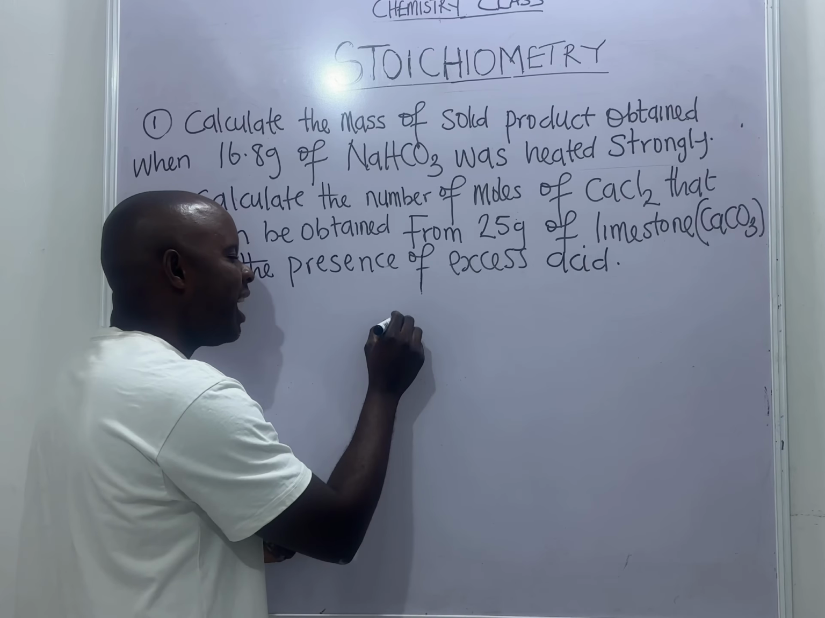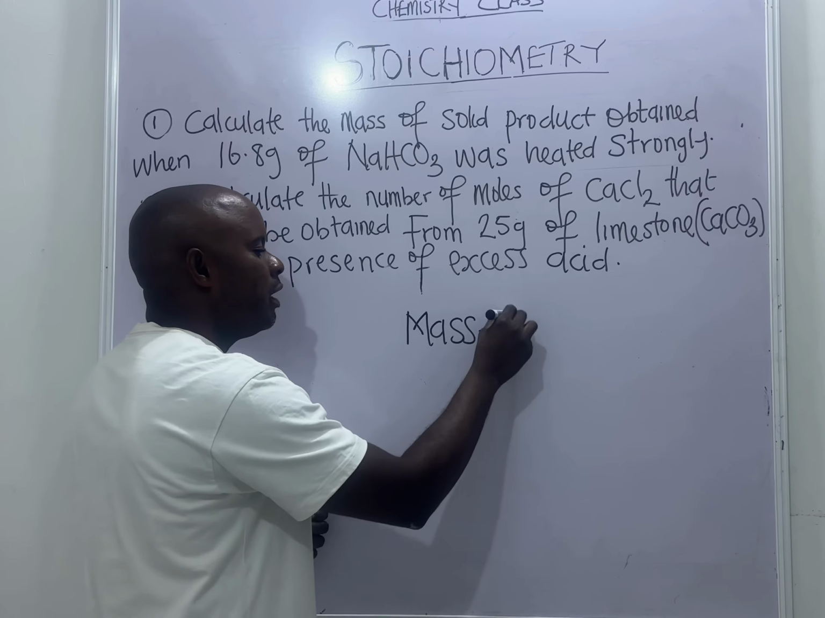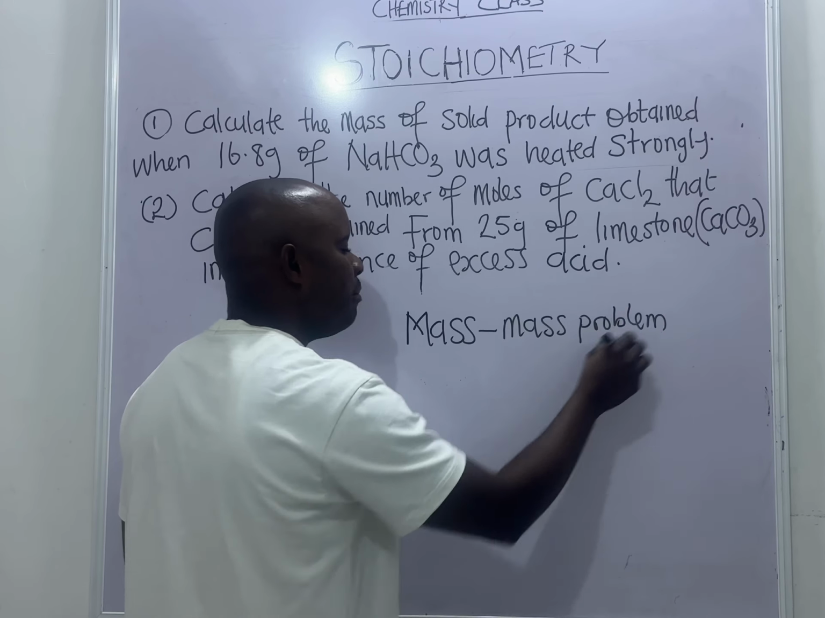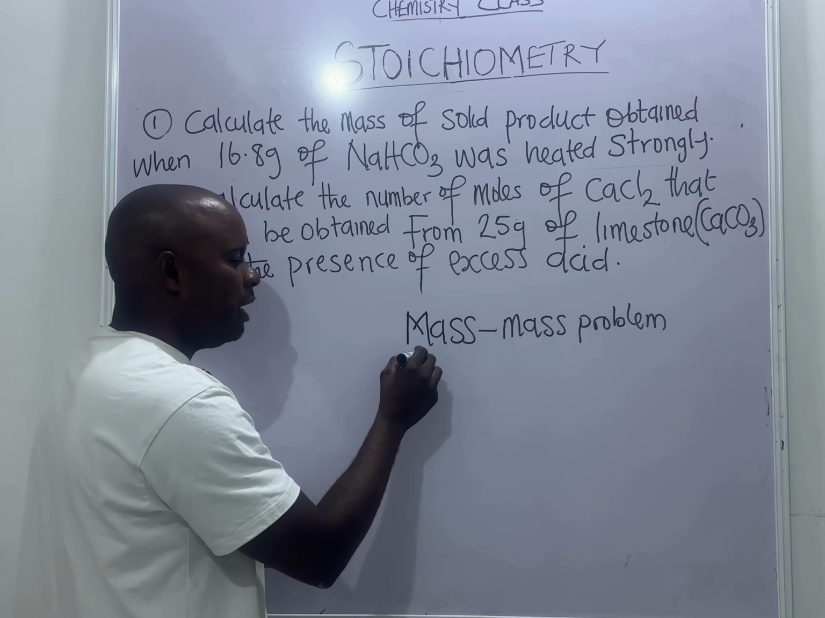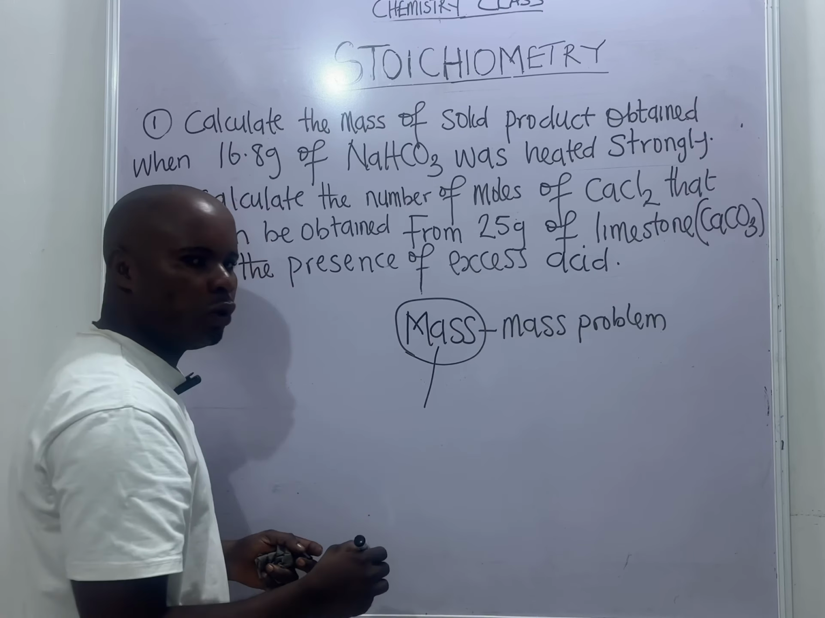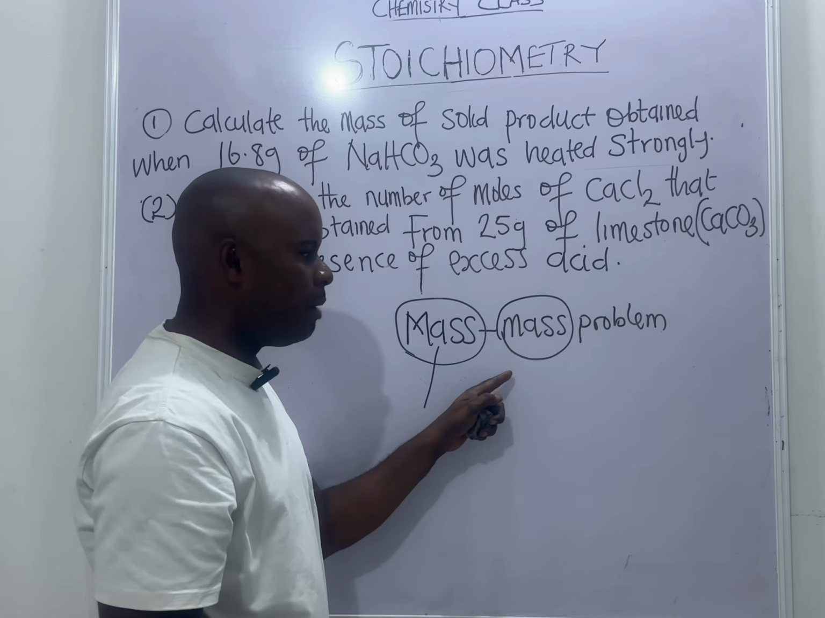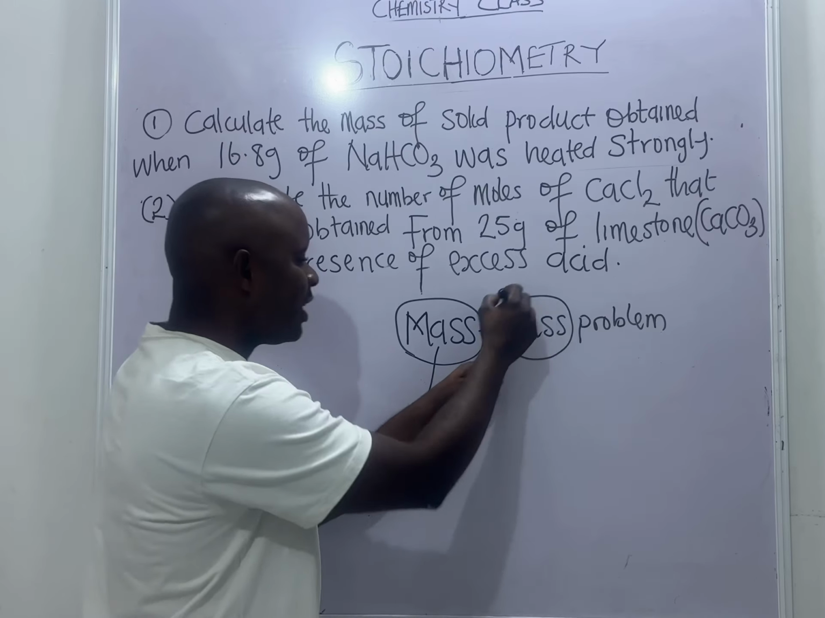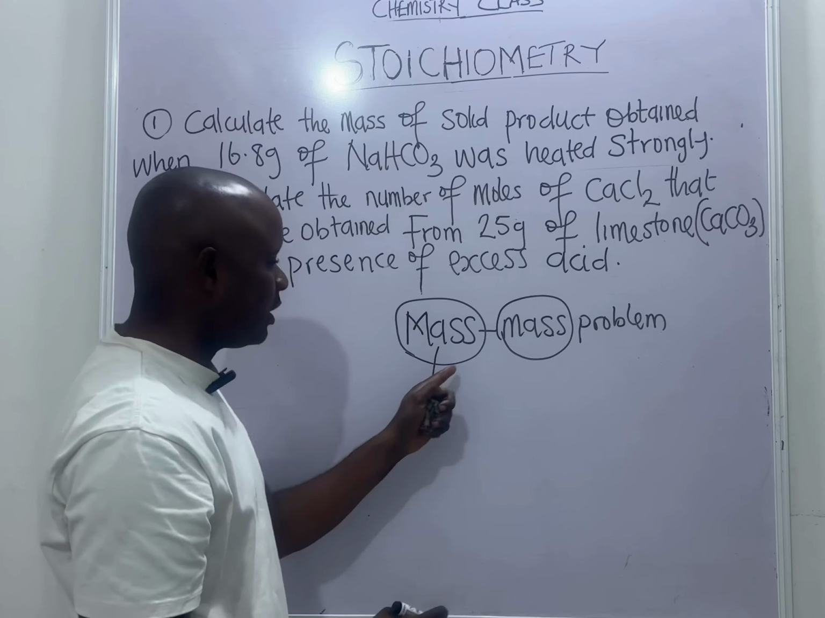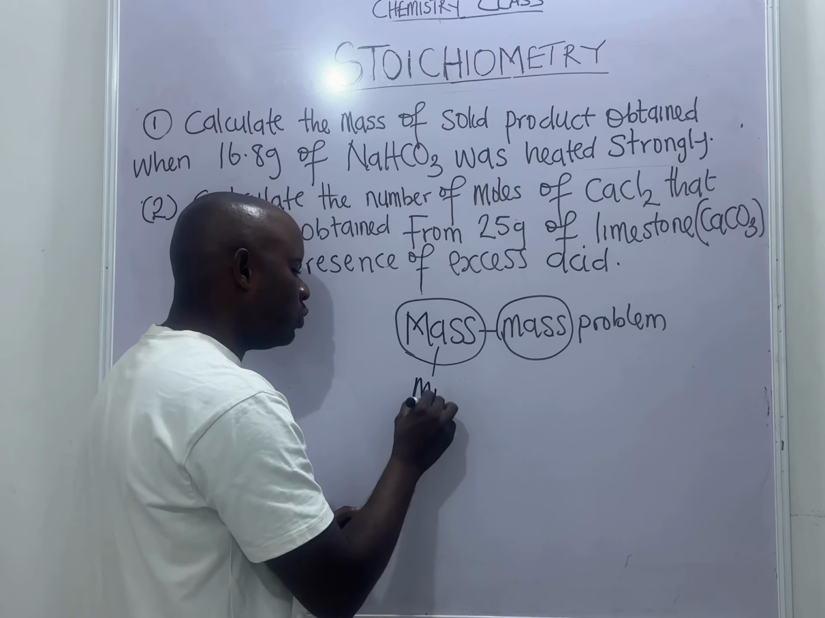In stoichiometry, we have a problem known as mass problem. In mass problem, the mass of one substance will be given to you, and you'll be asked to look for the mass of the other compound. One of the masses is given in gram, and you are asked to look for the mass of the other substance. This is known as mass problem. So we also have mass moles relationship.